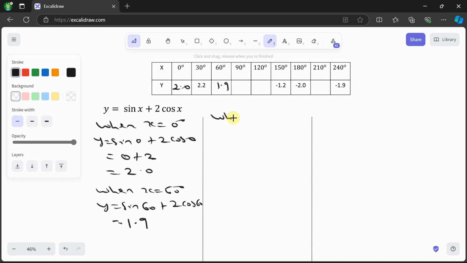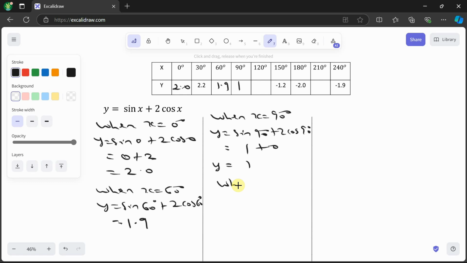So when x is equal to 90 degrees, our y will be equal to sine 90 plus 2 cos 90 degrees, right? These are the degrees. I meant to put the degrees here. So sine 90 is 1 plus cos 90 is 0. So 2 times 0 is 0. So our value for y here is 1.